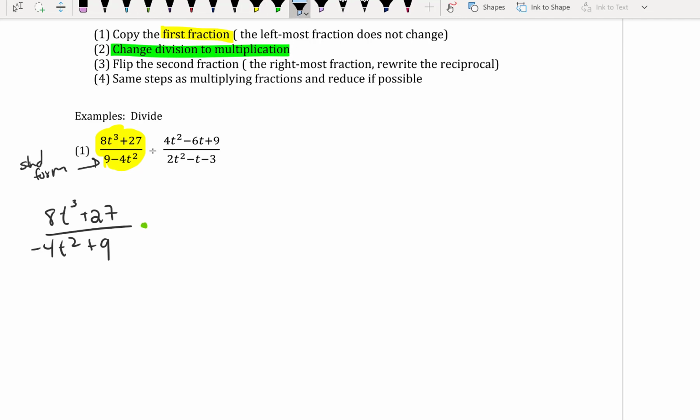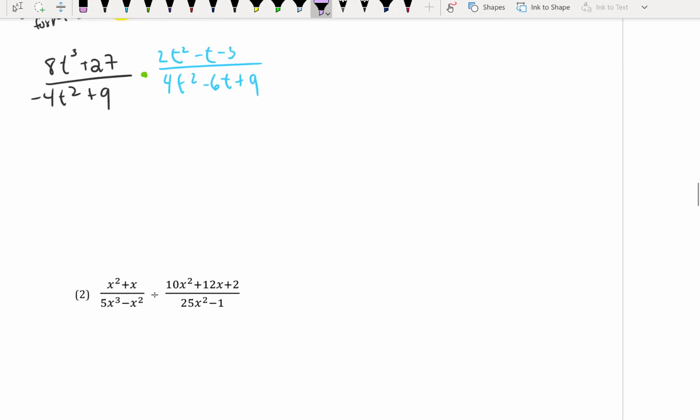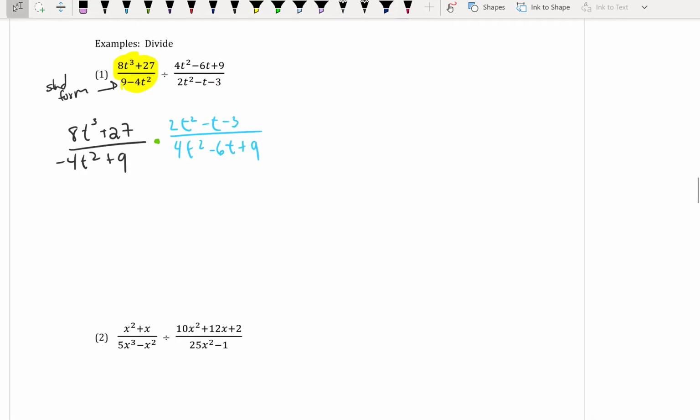And the way I'm able to do that is if I flip the second fraction. So now this is going to be 2t squared minus t minus 3 over 4t squared minus 6t plus 9. Now that I'm here, the last step is just to multiply as if you were multiplying. So now it just comes down to, I just need to factor this.